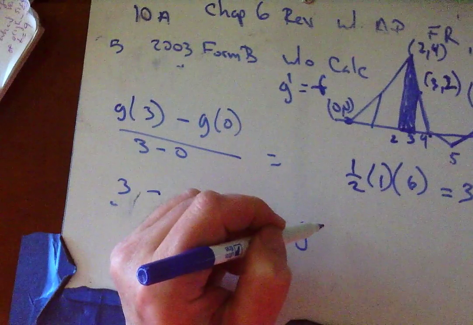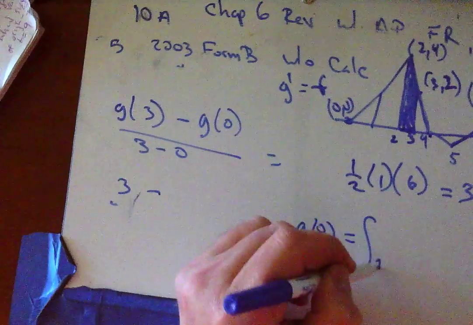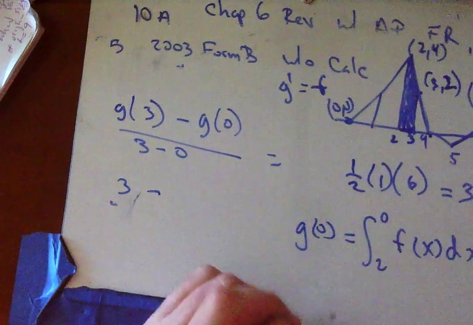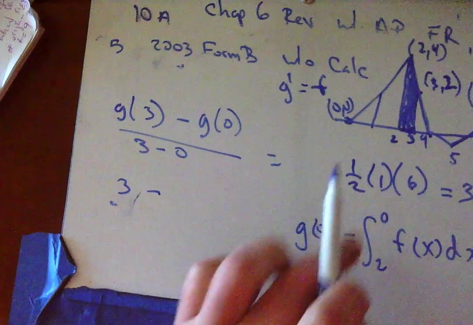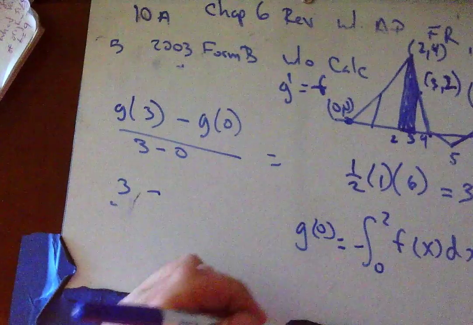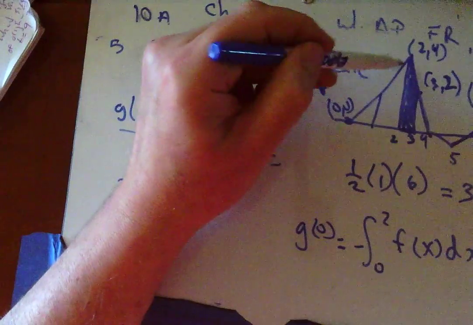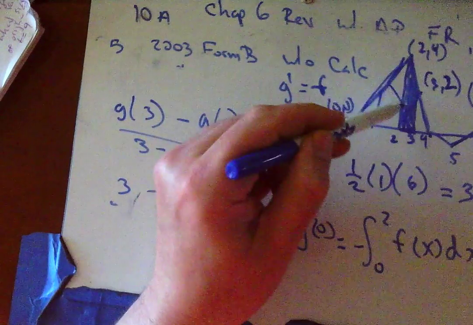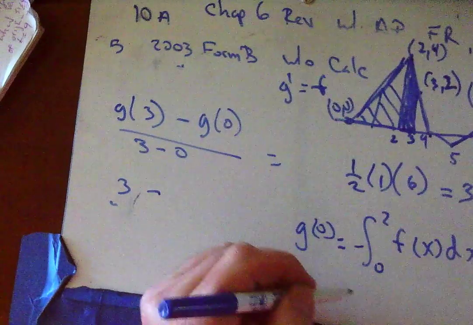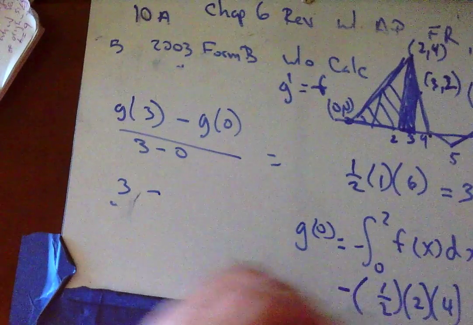we're told here that G of x equals the integral from 2 to x of this graph. So I don't want to integrate backwards. I'm going to flip this, put a negative out in front, and say 0 to 2. So on 0 to 2, I just need to find the area of this triangle. This triangle has a width of 2 and a height of 4. Negative 1/2 times 2 times 4.